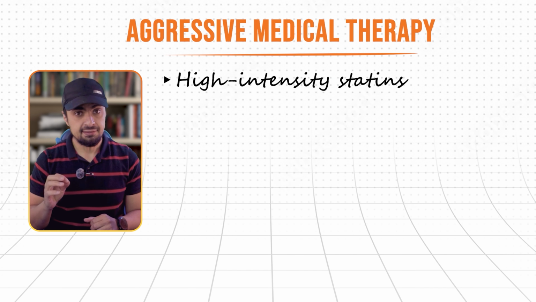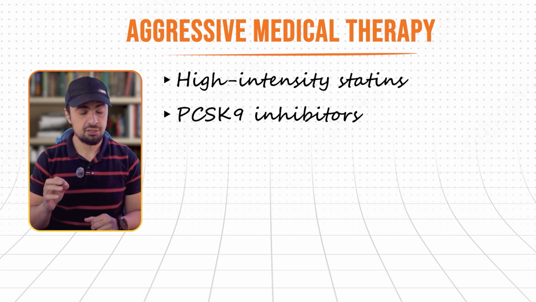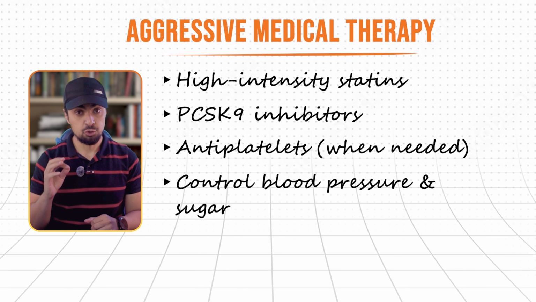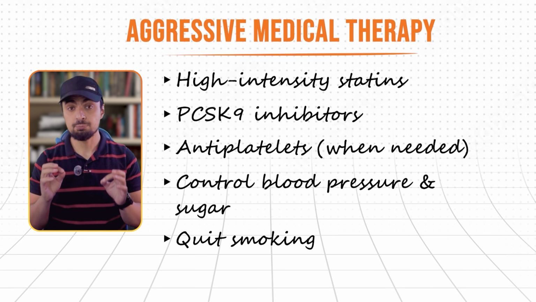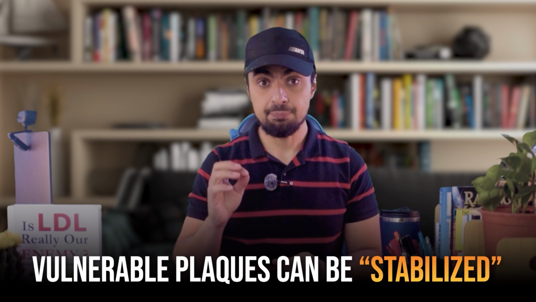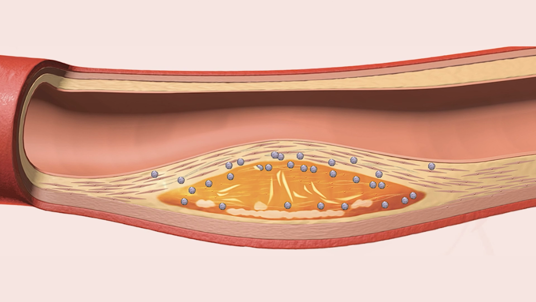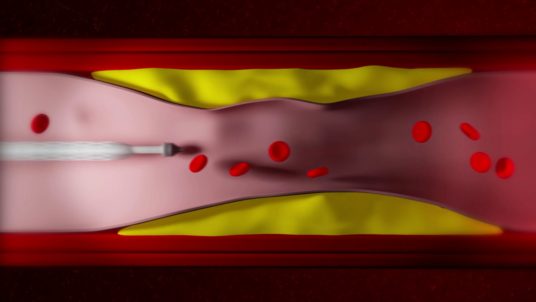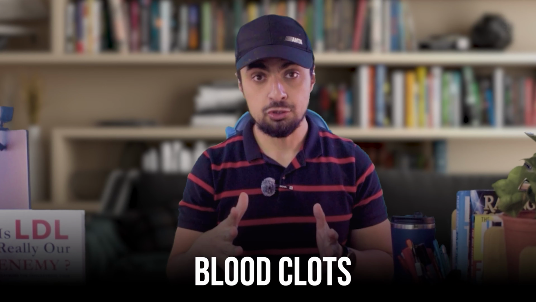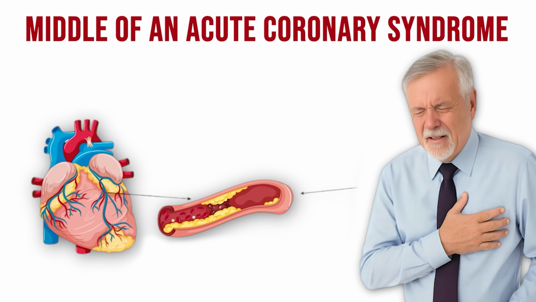Instead, the gold standard is aggressive medical therapy: high-intensity statins with other cholesterol-lowering medications like PCSK9 inhibitors, antiplatelets when indicated, strict blood pressure and sugar control, quitting smoking, and most importantly, improving lifestyle habits. Why? Because vulnerable plaques can be stabilized with the right treatment, making them far less likely to rupture. Stenting a non-flow limiting plaque can actually introduce new risks like blood clots or restenosis without clear benefit, unless there's objective evidence of ischemia or the patient is in the middle of acute coronary syndrome.